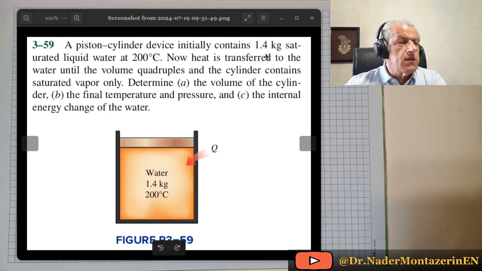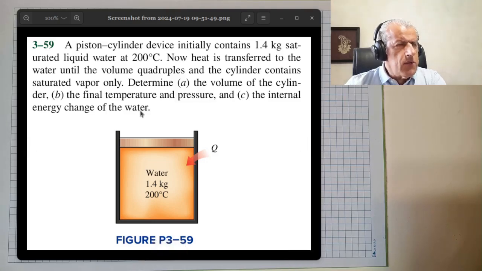and initially it contains 1.4 kilograms of saturated liquid water at 200 degrees C. Now, heat is transferred to the water until the volume quadruples, and the cylinder contains saturated vapor only. Determine the volume of the cylinder, the final temperature and pressure, and the internal energy change of the water. A closer look at this problem tells us why it is different.